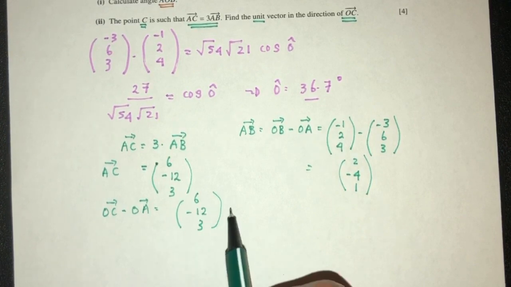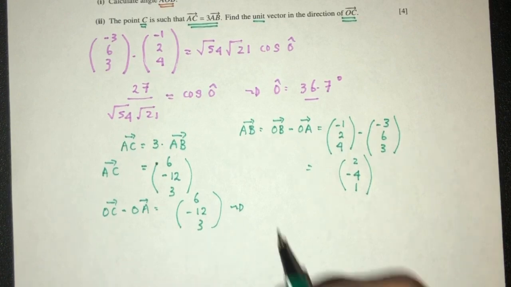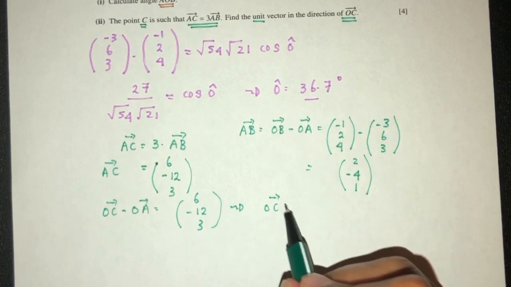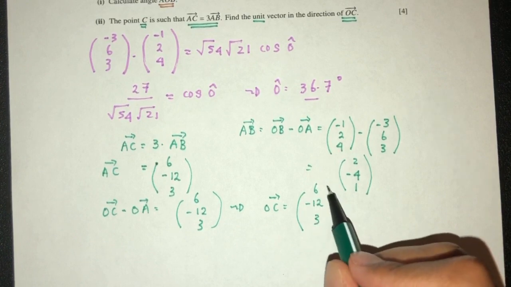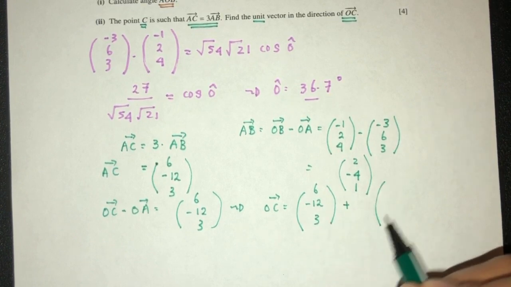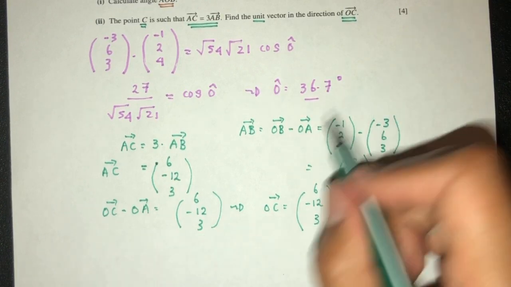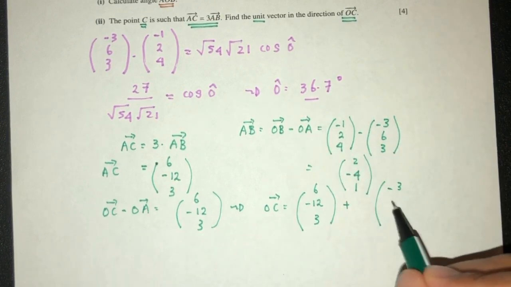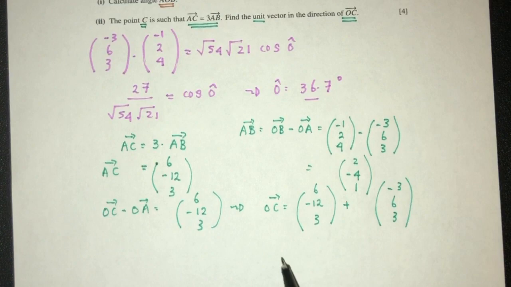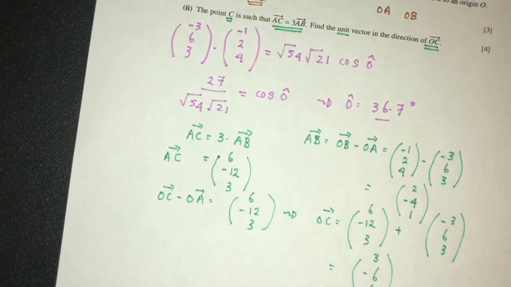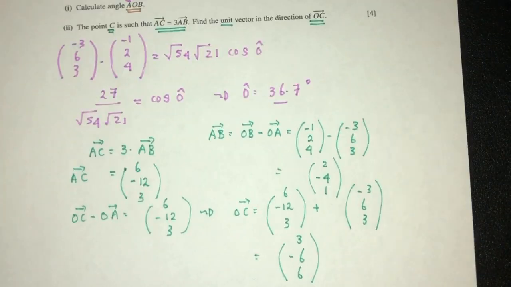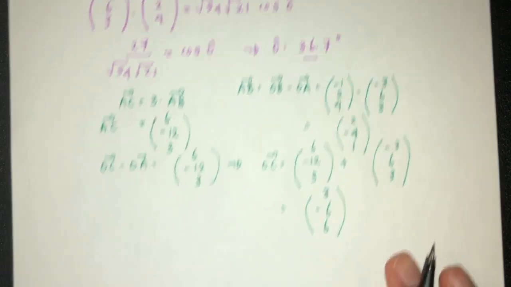And finally from this I can find out, obviously, OC will be 6 minus 12, 3, plus the value of OA, which is right here, minus 3, 6, 3. 6 minus 3 will be 3. That should be minus 6 and 6. That is OC. Now obviously we have to find the unit vector in the direction of OC.